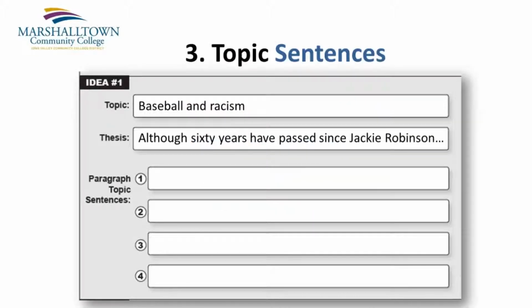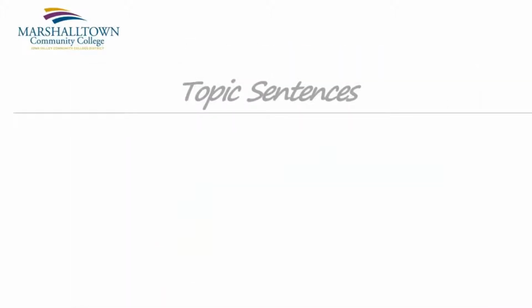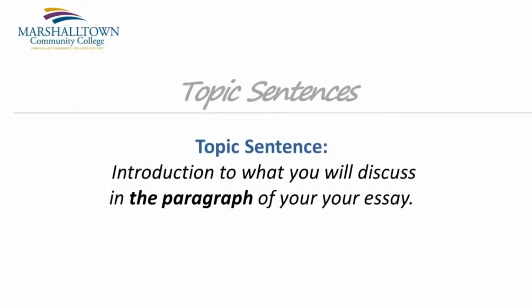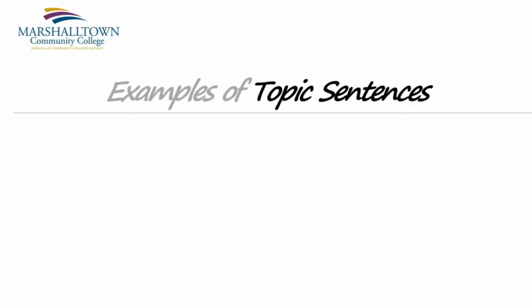After you have decided on a topic and have written a thesis statement, I want you to write some possible topic sentences you might use in the paragraphs of your essay. As I've mentioned before, the purpose of a topic sentence is to introduce what you will discuss in that paragraph. Also, the topic sentence should be the first sentence of the paragraph. Let's take a closer look at a topic sentence.